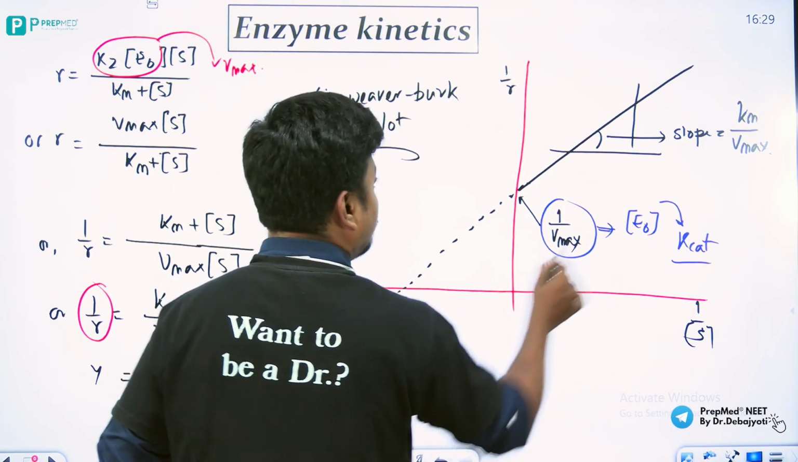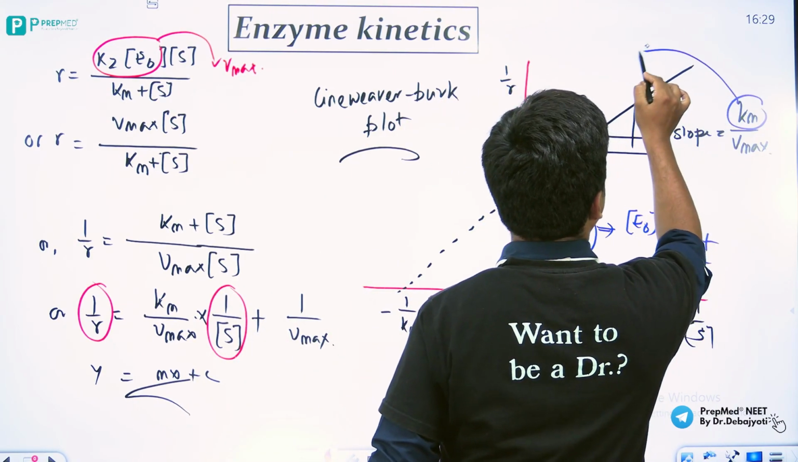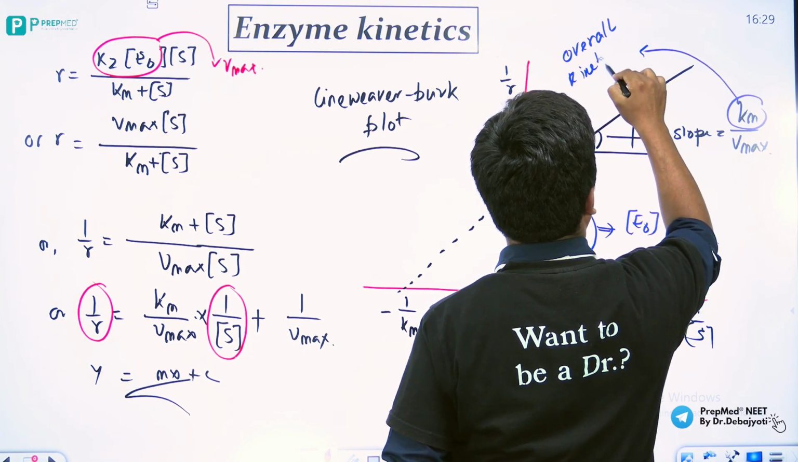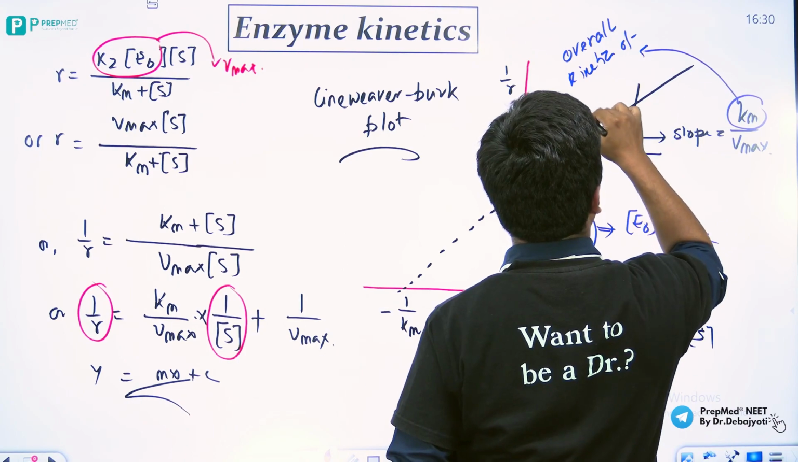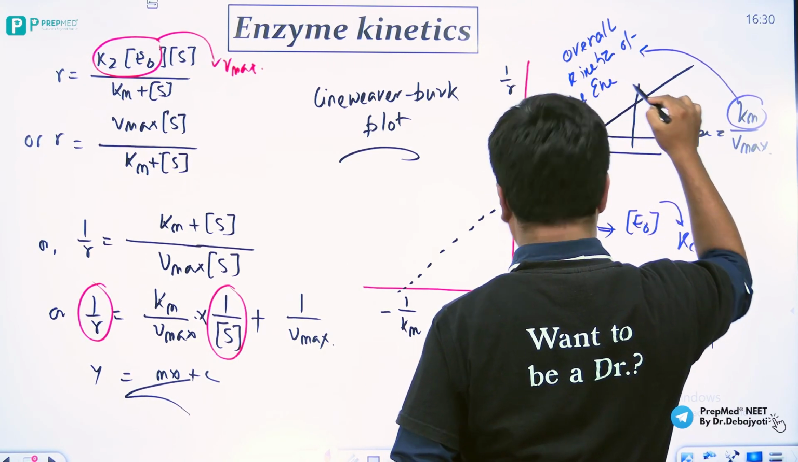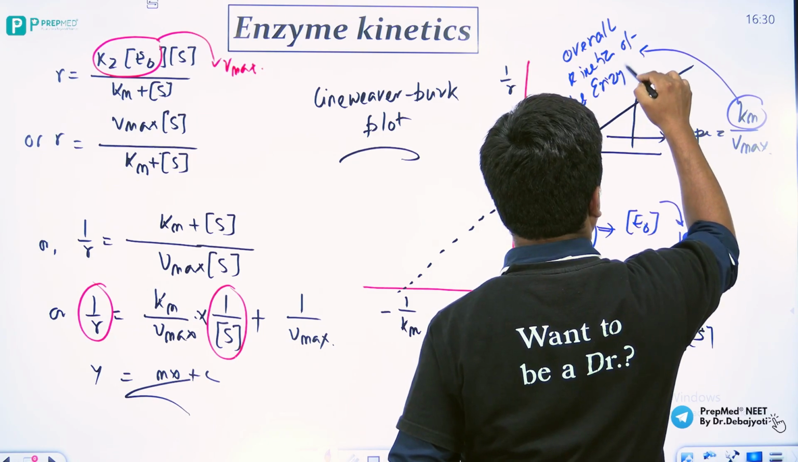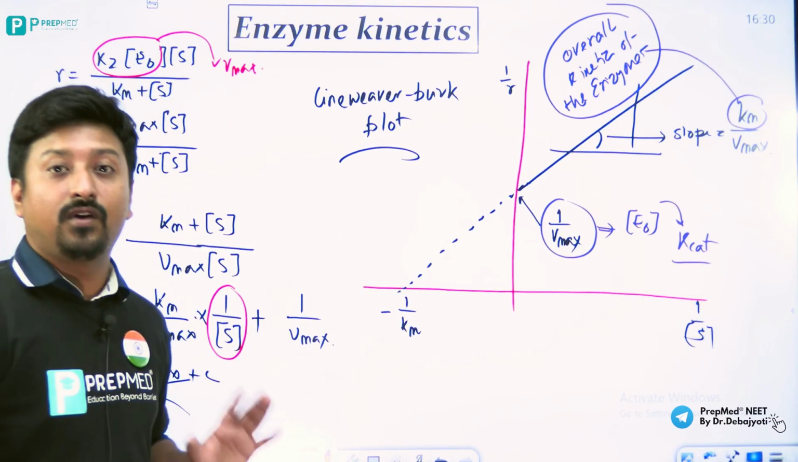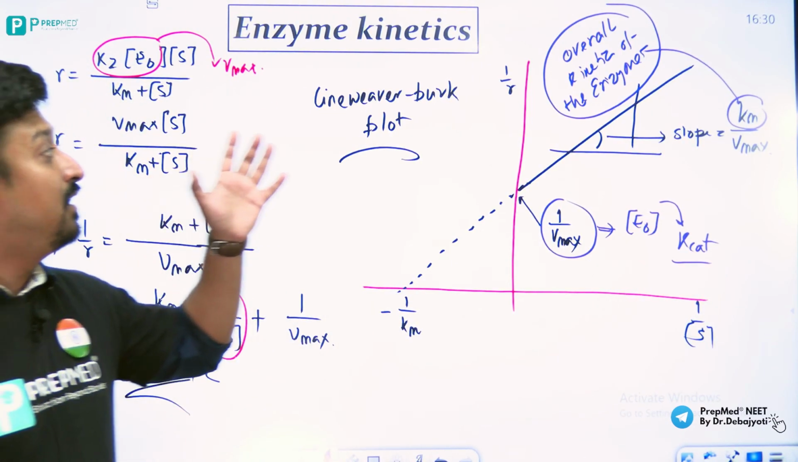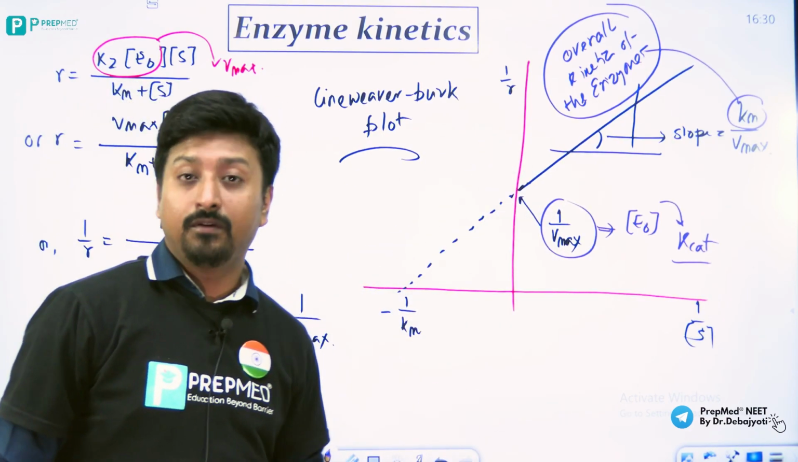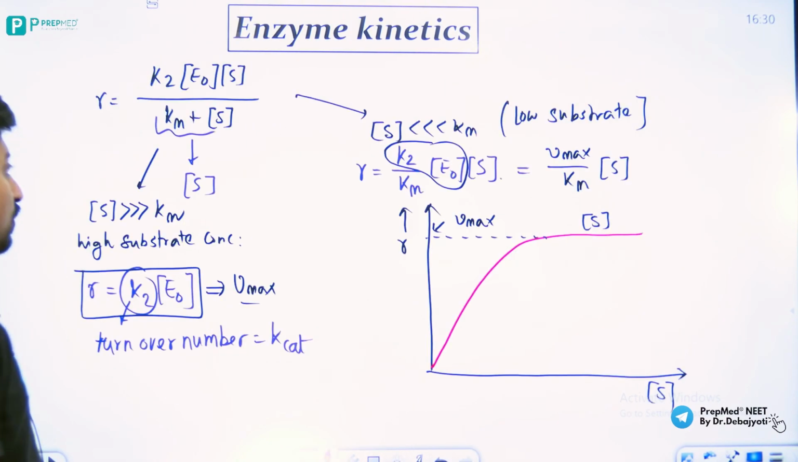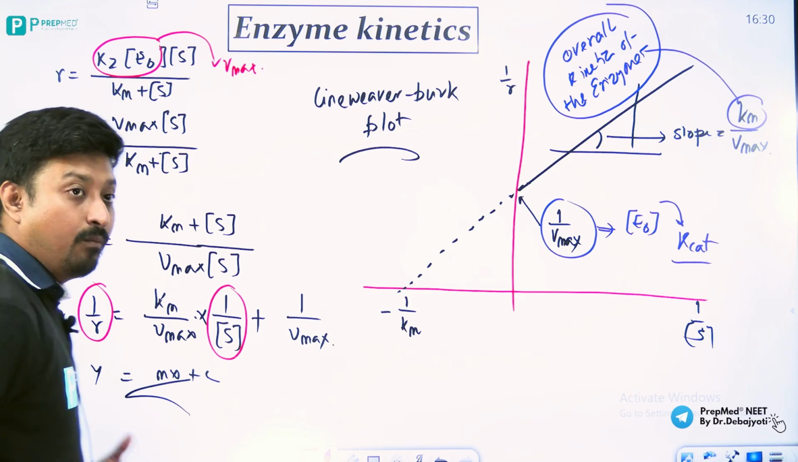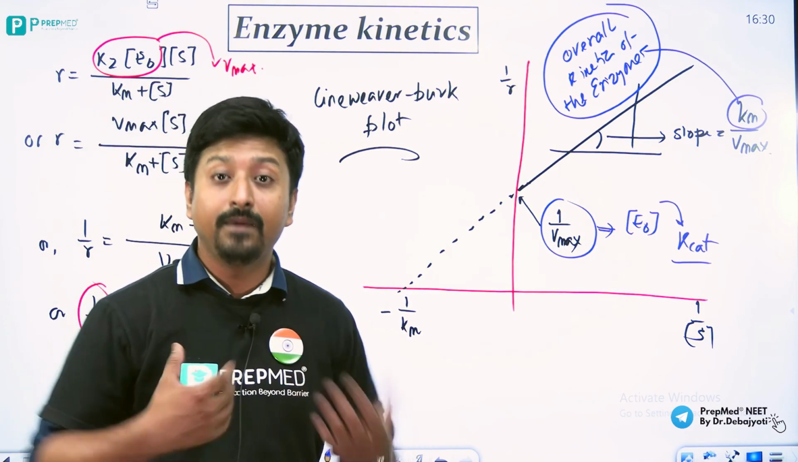Similarly, the Km value will give you the overall kinetics of the enzyme. Remember always, this talks about the overall kinetics of the enzyme. So this is the significance of V max and Km from the Lineweaver-Burk plot. And this was all about enzyme kinetics, how exactly the enzyme works in our body when it undergoes a chemical reaction with the substrate.